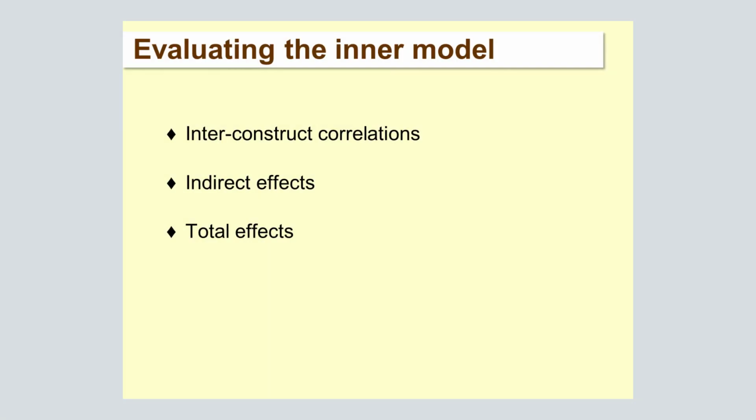Finally, there are 3 other categories of output for the inner model. Interconstruct correlations are particularly interesting for the relationship between exogenous variables. The indirect effects are useful to quantify the mediation effects. Total effects are interesting for success factor research.